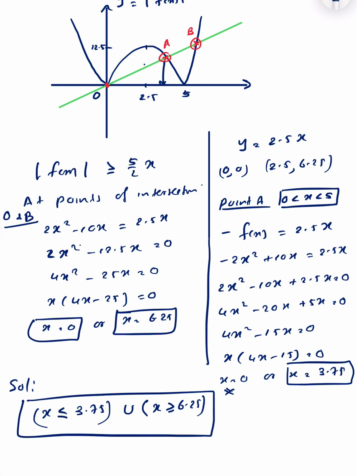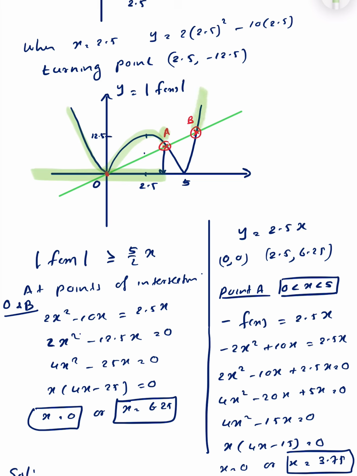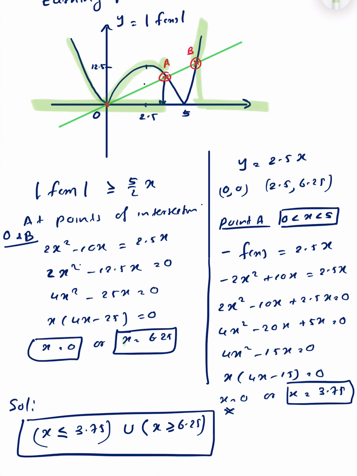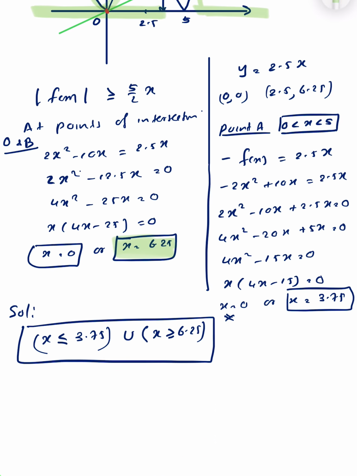We found the intersection points, and then we figure out, if I highlight this, until this point the curve is above the line, so that reflects these x values. That's x less than or equal to 3.75, that's the coordinate of point A. And then again, from here onwards, the curve is above the green line, that means from this point onwards, again that's 6.25. So that's where we have the x values that satisfy the inequality.